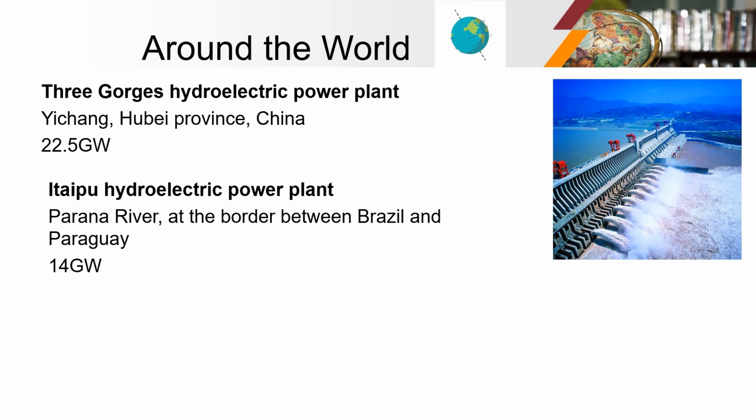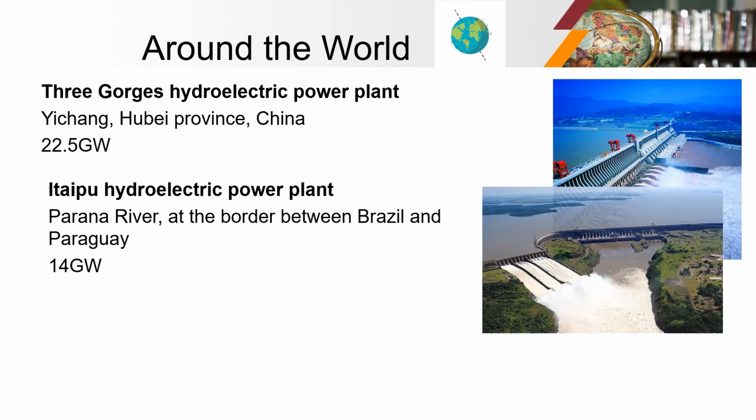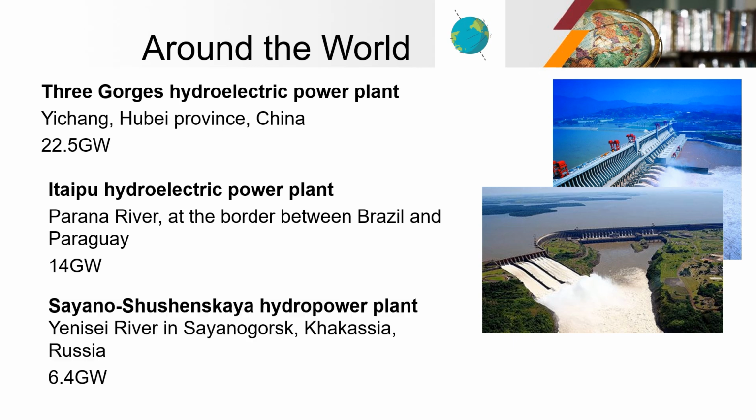Then we have the Itaipu Hydroelectric Power Plant, which is located in Brazil and Paraguay border. Okay, and it is part of the Parana River, which has a capacity of 14 gigawatts. So, eto naman yung ating Itaipu Hydropower Plant.